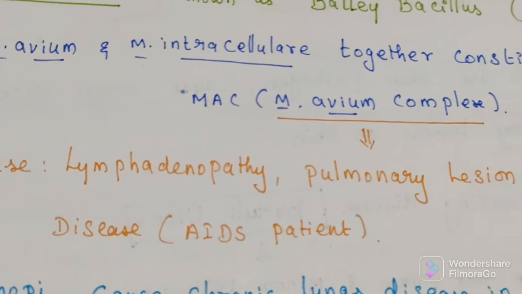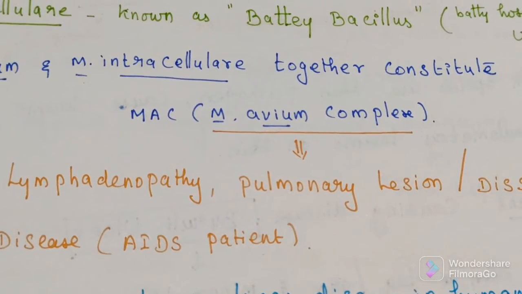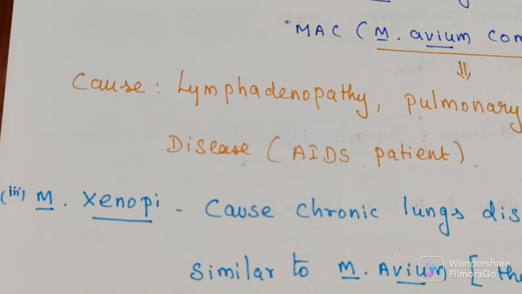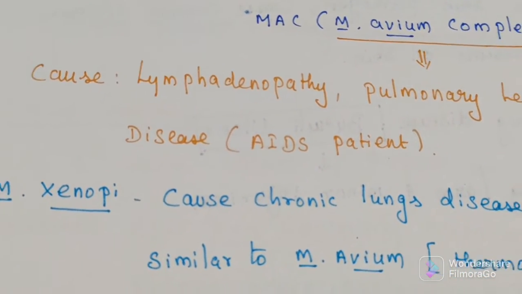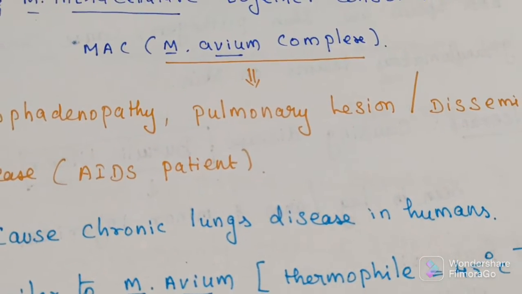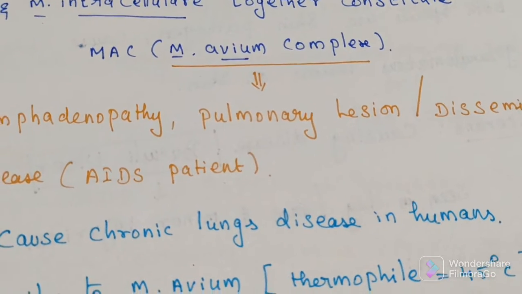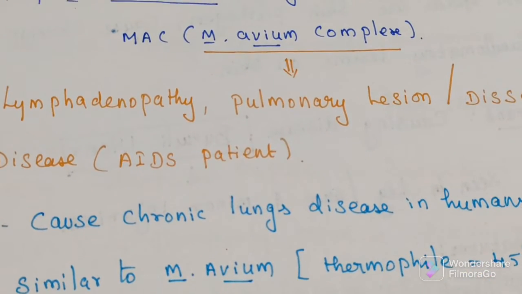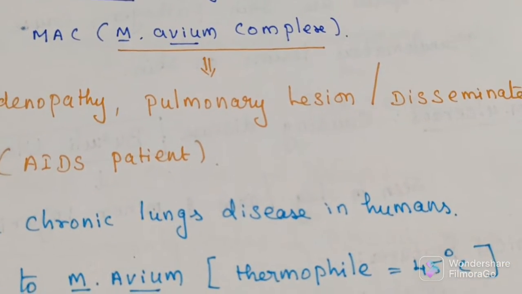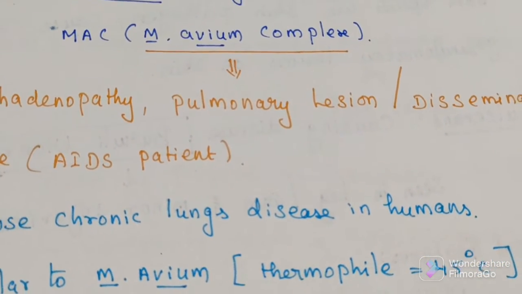So it causes lymphadenopathy and pulmonary lesions in AIDS patients. The third species, Mycobacterium xenopi, occasionally causes chronic lung disease in humans. This one is similar to Mycobacterium avium. It is also a thermophile, growing at 45 degrees Celsius.